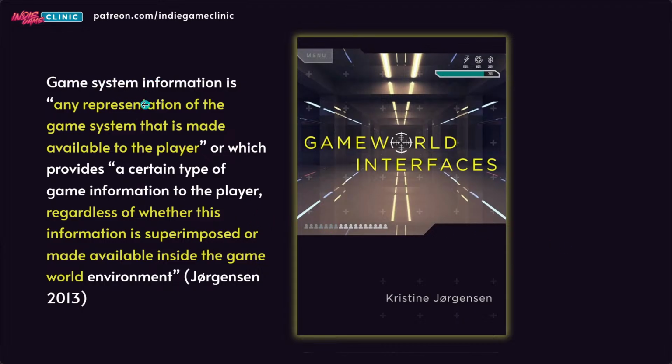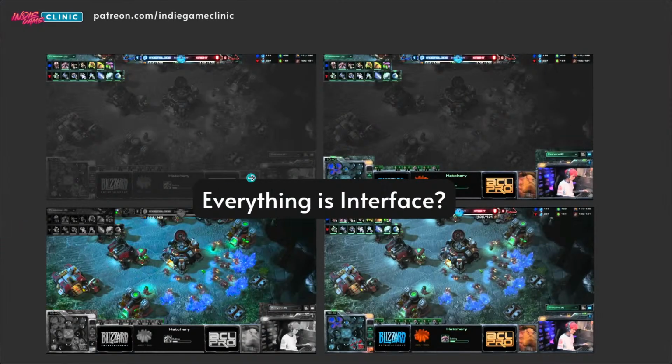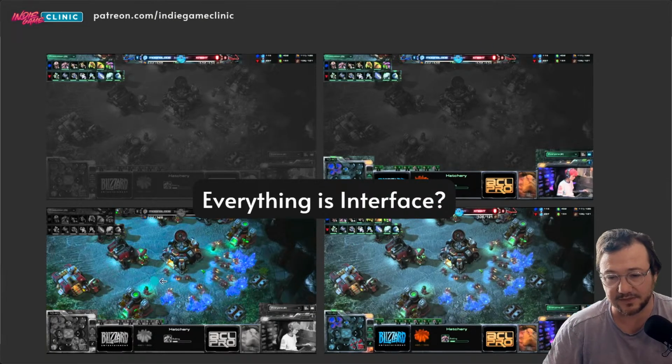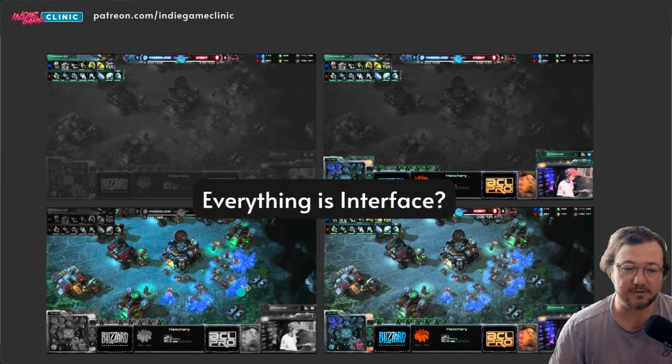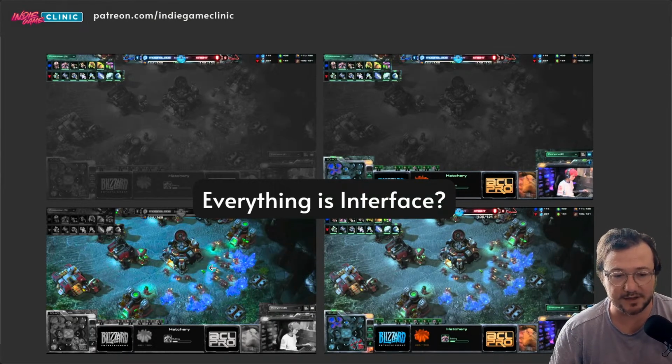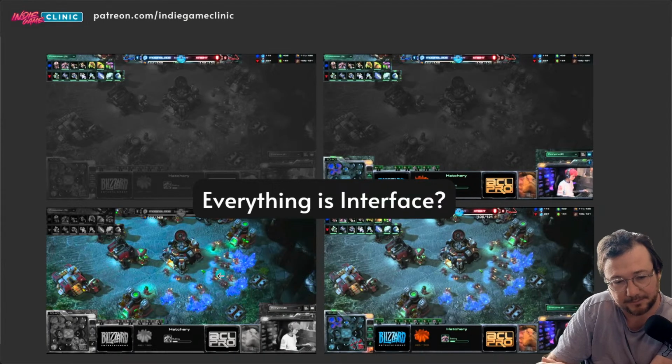Game system information is any representation of the game system that is made available to the player, or which provides a certain type of game information to the player, regardless of whether this information is superimposed or made available inside the game world environment. So if we think of the distinction we had earlier between the user interface and the diegesis, now there are loads of things in the diegesis that are giving us information about what's happening in the world, right? I can look at these people's jetpack things and I can see their direction of movement.